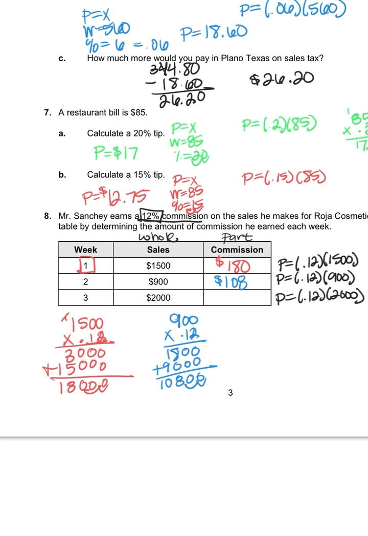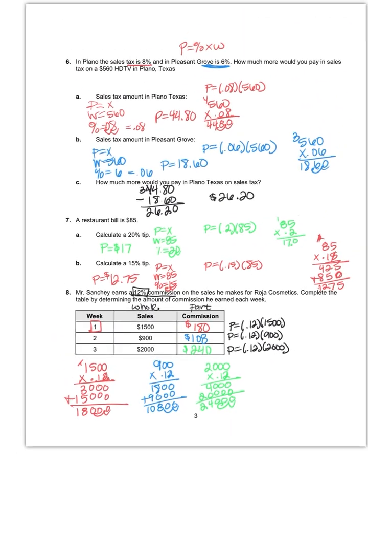All right. And then the last one, 2,000 times 0.12. 2 times 0 is 0. 2 times 2 is 4. Done with the 2, placeholder. 1 times 0 is 0. And then 1 times 2 is 2. 0, 0, 0, 4, and 2. I have 2 place values, so I'm going to go 1, 2. And then for commissions, it is $240.